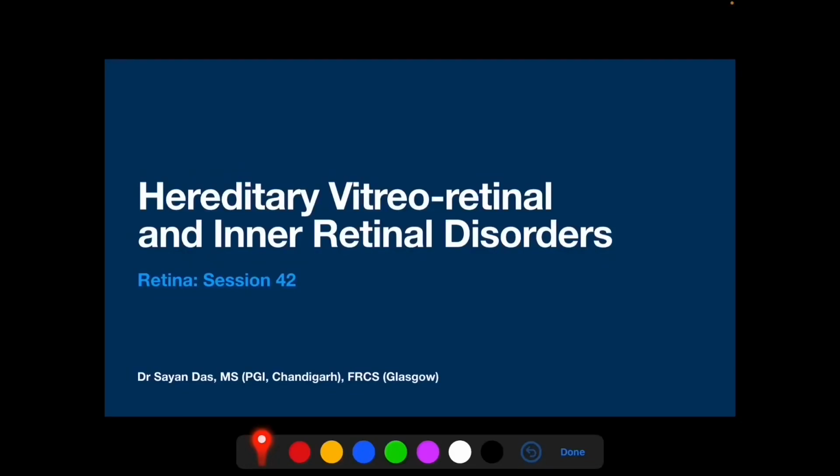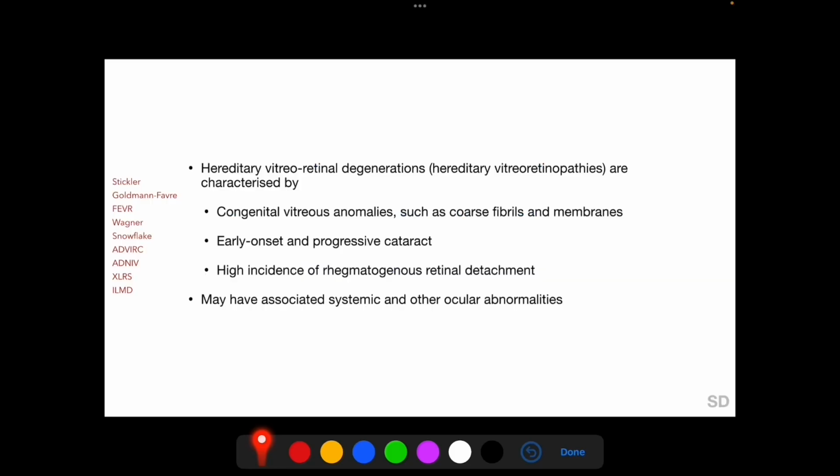Welcome. In this session, we'll be discussing hereditary vitreoretinal and inner retinal disorders. Hereditary vitreoretinal degenerations, also known as hereditary vitreoretinopathies, are characterized by congenital vitreous anomalies such as coats, fibrils, and membranes within the vitreous cavity, early onset and progressive cataract, and a high incidence of rhegmatogenous retinal detachment. They also may have associated systemic and other ocular abnormalities.